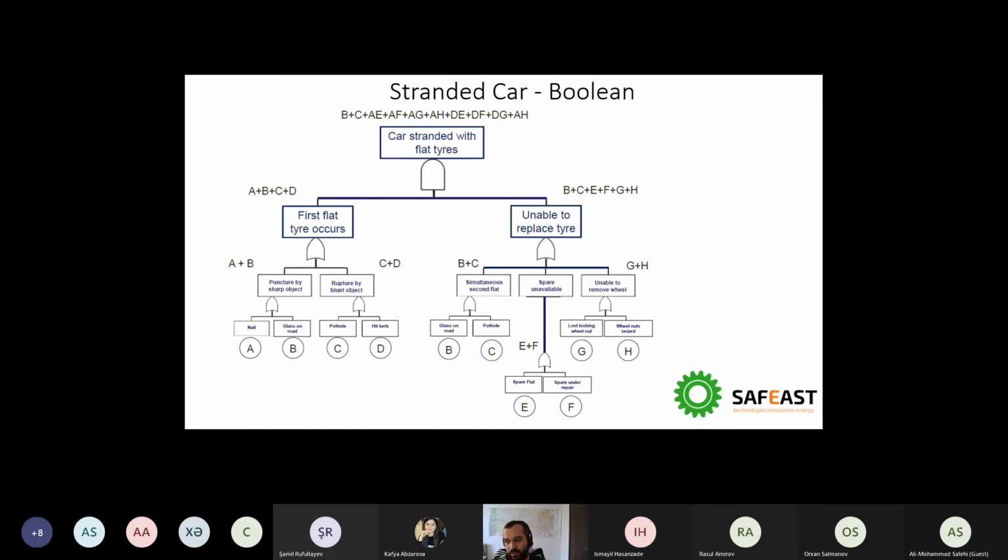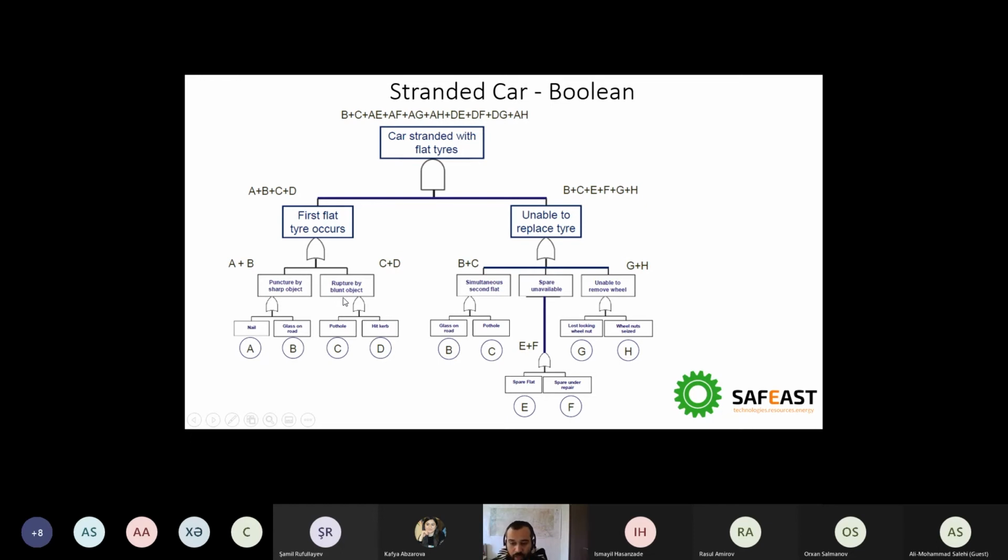So this is the example we used in our stranded car. Let's say our car is stranded with flat tires. And what was the reason? First, a flat tire occurs and we are unable to replace the tire. And why are we unable to replace the tire? Maybe simultaneously a second flat tire, or there is no spare tire, or we are unable to remove the wheel. And why? Then there are other sorts of basic causes, and how the first flat tire occurs. Let's say there is a puncture by a sharp object on the road, or a rupture by a blunt object.